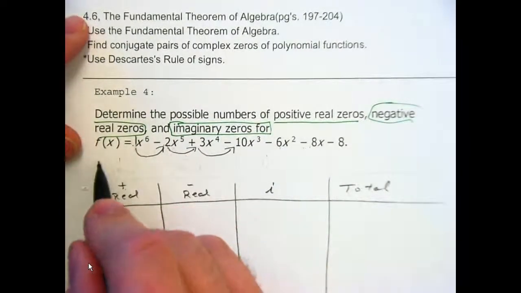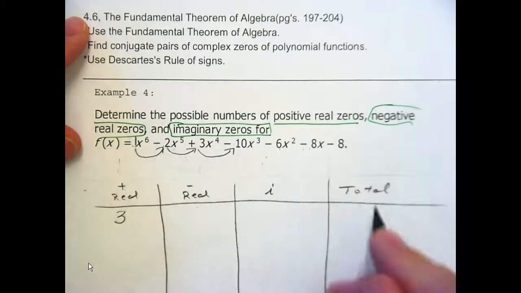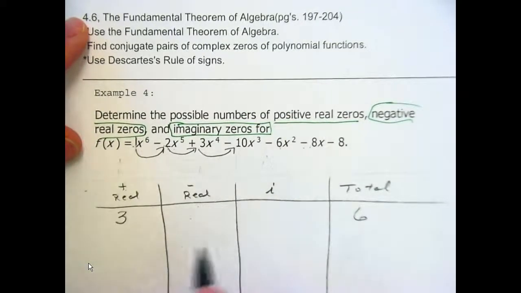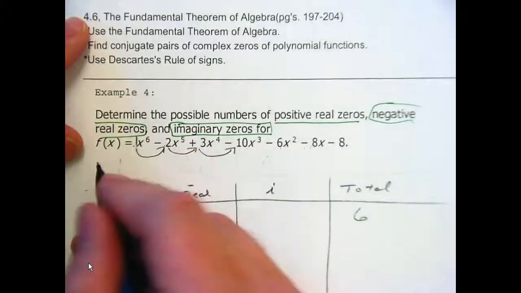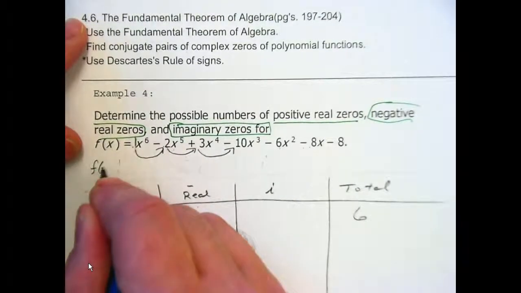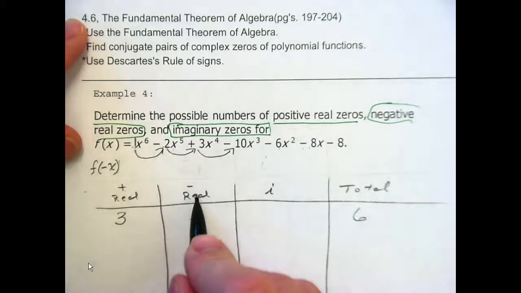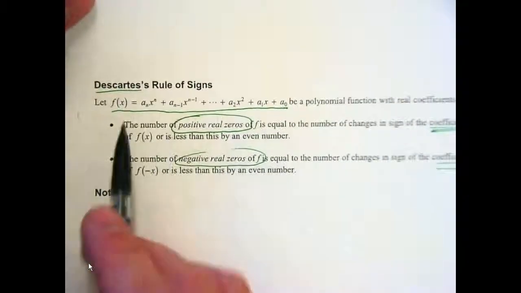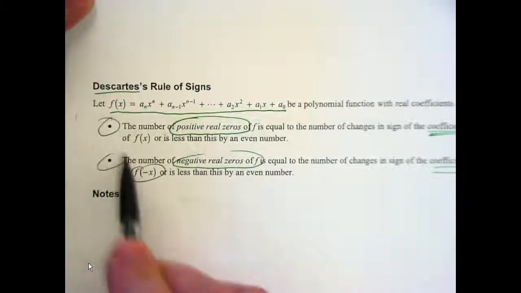So if I want to find how many negative real solutions, first, how many solutions total are there again? 6. So right now I know I have 3 more solutions somewhere. They're either negative real or they're imaginary. And so f of negative x is going to help me with my negative real. Now let's go back here real quick. As wordy as that sounds, we just did this first bullet. We're doing the second bullet now with f of negative x.